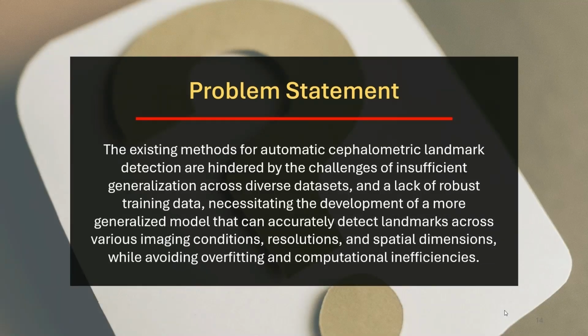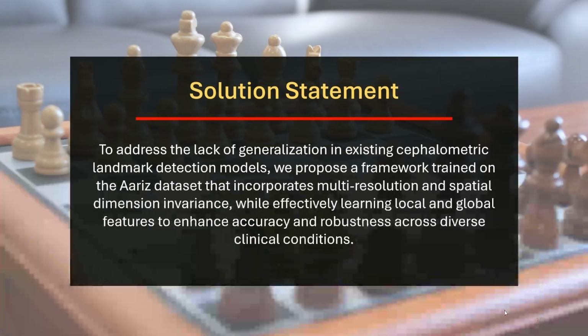Thus, the problem statement of our research is that the existing methods for automatic cephalometric landmark detection are hindered by the challenges of insufficient generalization across diverse datasets and a lack of robust training data, necessitating the development of a more generalized model that can accurately detect landmarks across various imaging conditions, resolutions, and spatial dimensions while avoiding overfitting and computational inefficiencies. The proposed solution is to address the lack of generalization in existing cephalometric landmark detection models. We propose a framework trained on the RS dataset that incorporates multi-resolution and spatial dimension invariance while effectively learning local and global features to enhance accuracy and robustness across diverse clinical conditions.